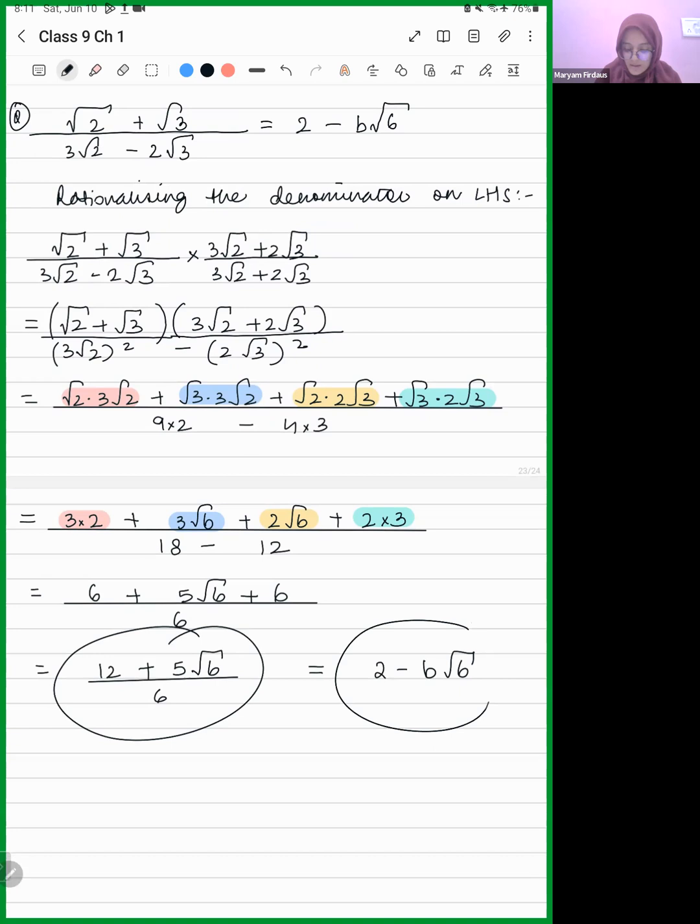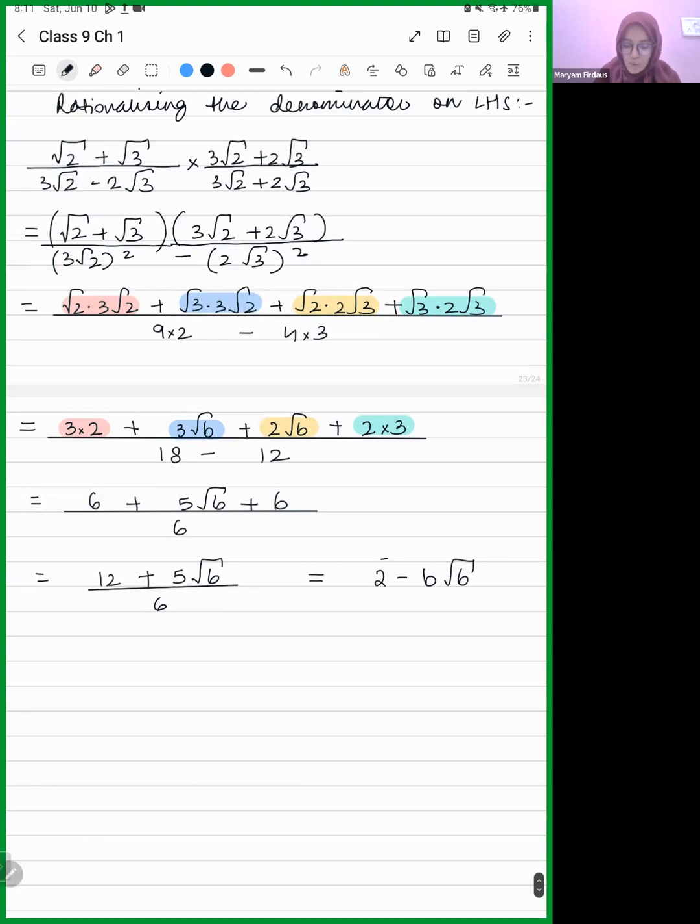Does this look like this? The only thing that we can see is common is root 6. So how can we bring this to this form? See, over here we can see that 2 is separate. This is the rational part. And minus b root 6 is separate. This is the irrational part. So let's separate them. There is a rational part plus irrational part divided by 6. How do we do that?